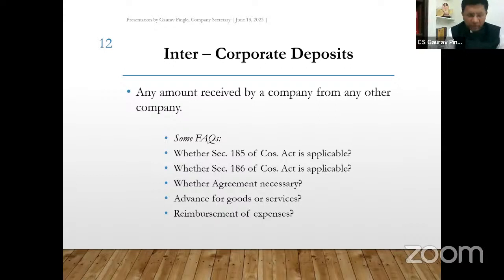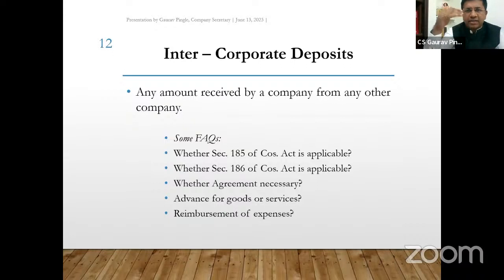Yeah, this is one of the most crucial transactions for any company, that a company receives money from any other company. But most importantly, the objective of giving such money should be a temporary financial arrangement, temporary financial assistance. It need not be temporary, but it could be a financial assistance or a financial transaction between two companies.